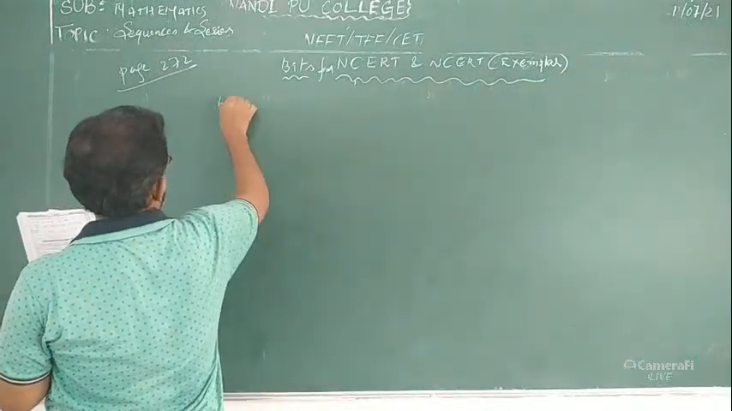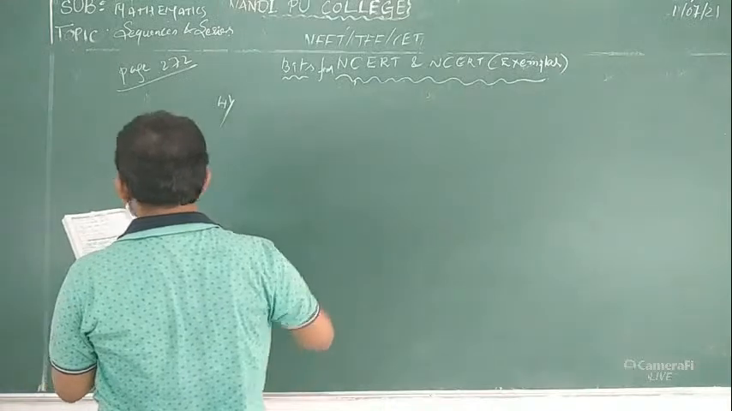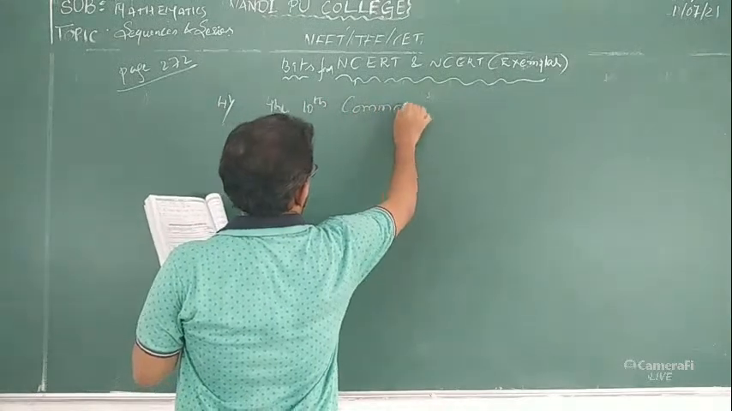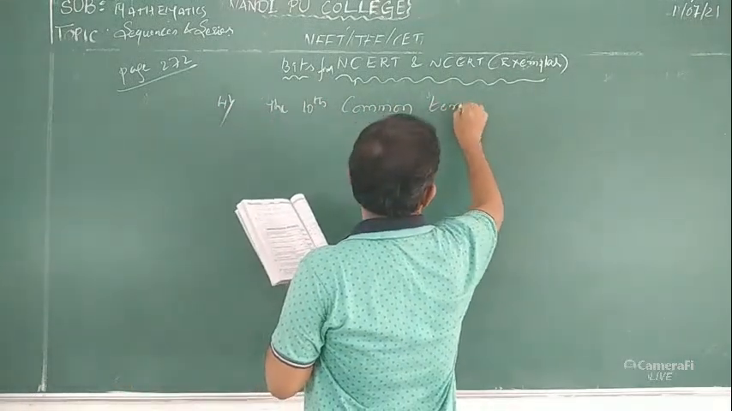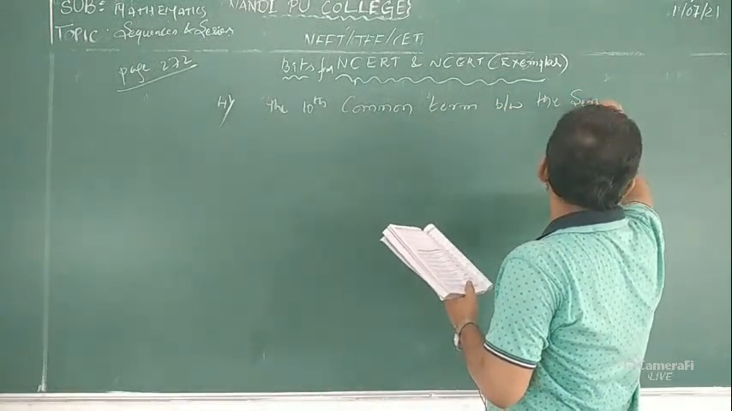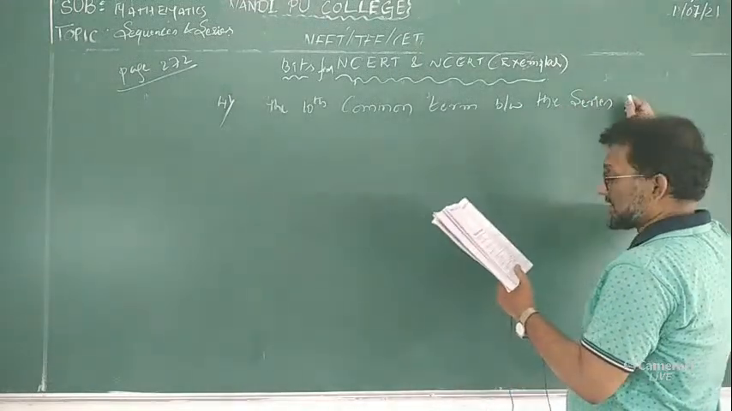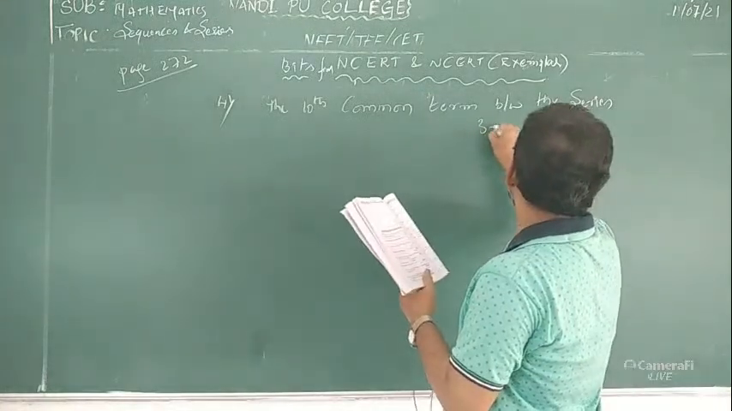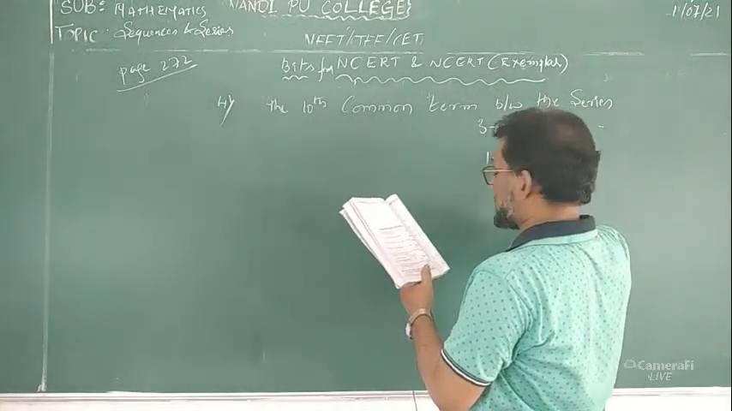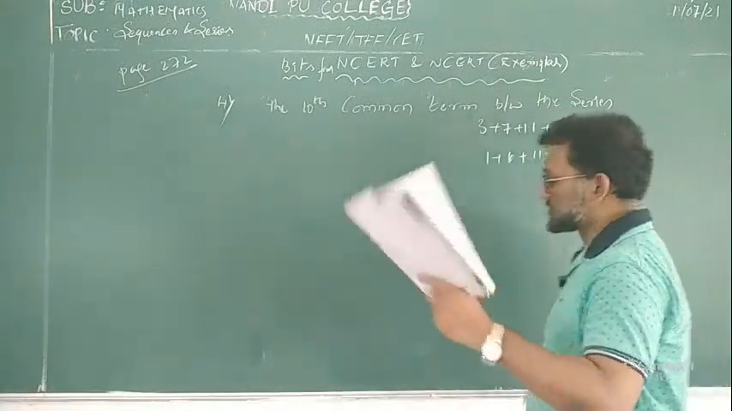Next, fourth one. The 10th common term between the series 3 plus 7 plus 11 and so on, and 1 plus 6 plus 11 and so on, is dash.